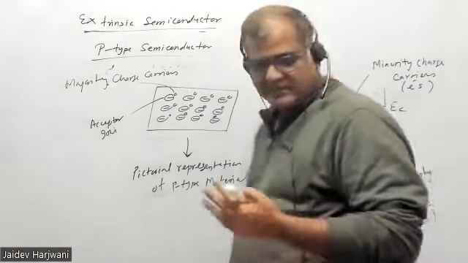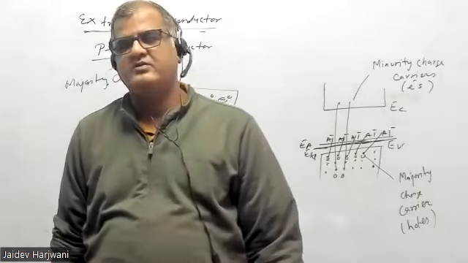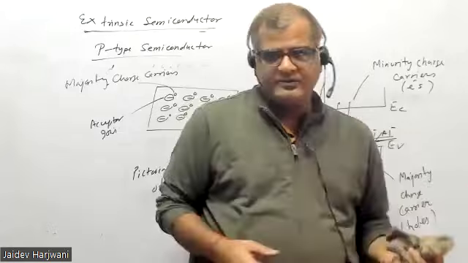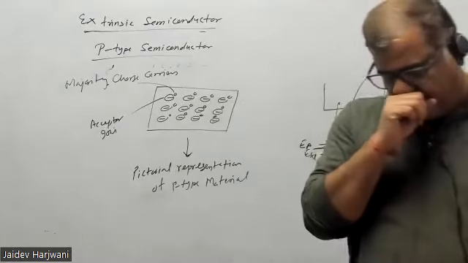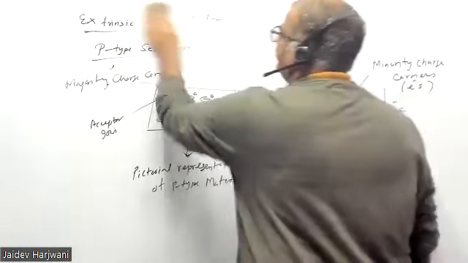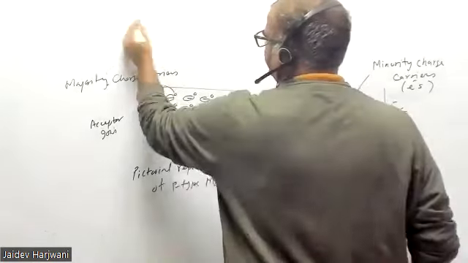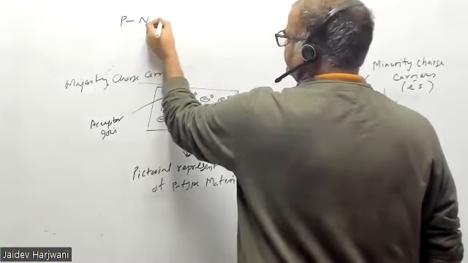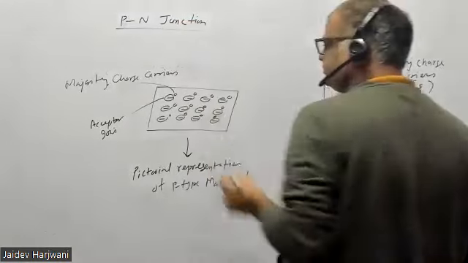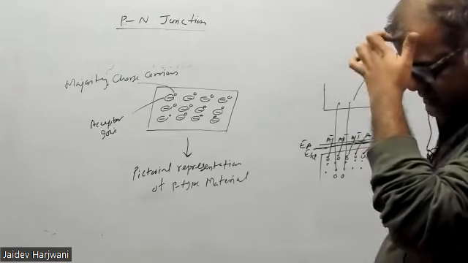Now let us understand what happens when you make a p-n junction. That means when you bring an n-type and a p-type material and join them. So let us discuss the PN junction.